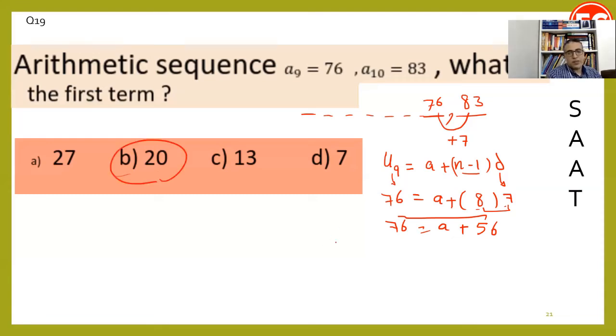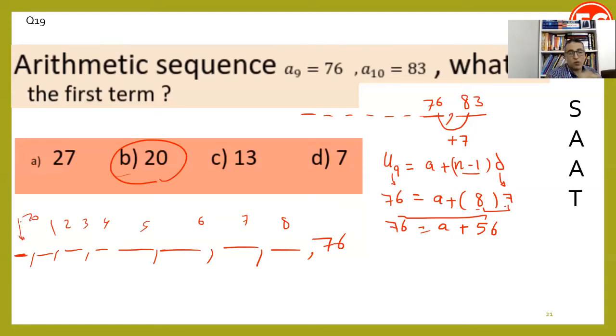So you can start by writing 76, and go down, minus 7, minus 7, minus 7, through 8 steps, 7, 6, 5, 4, 3, 2, 1. And you will figure out that this is 20, but it will take a lot of time. If you can remember the rule for the nth term of an arithmetic sequence, you can plug it in directly.